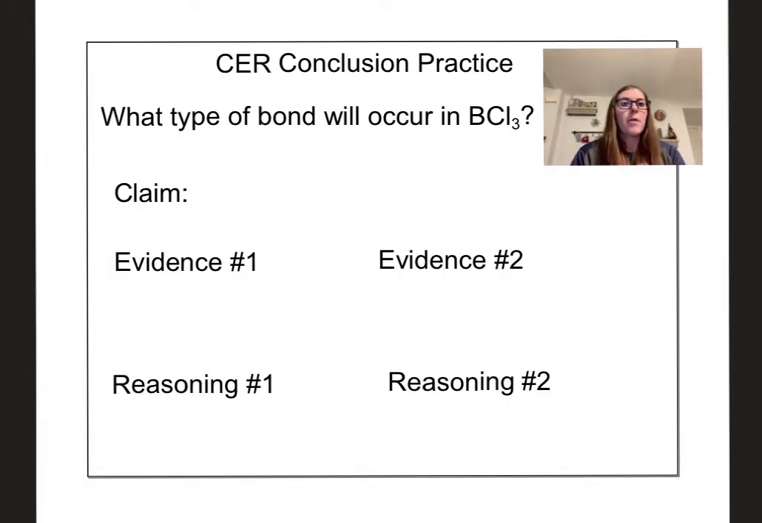Okay. So we're going to practice our first CER paragraph, claim, evidence, and reasoning, and we will have two pieces of evidence and two reasoning. So really this is like a CER paragraph, okay? Couple of things to note.